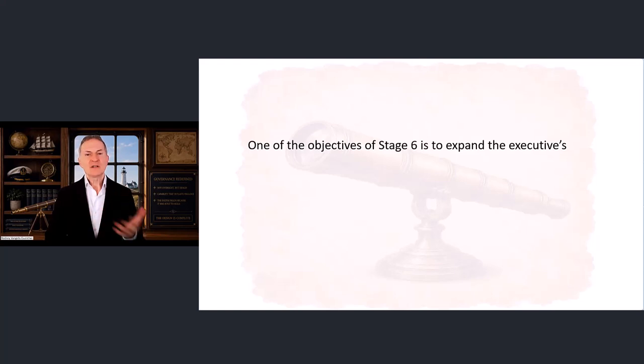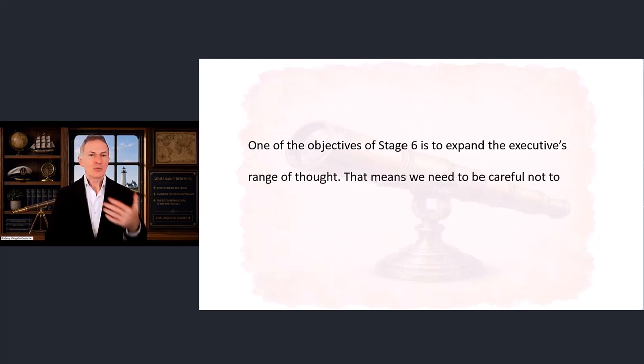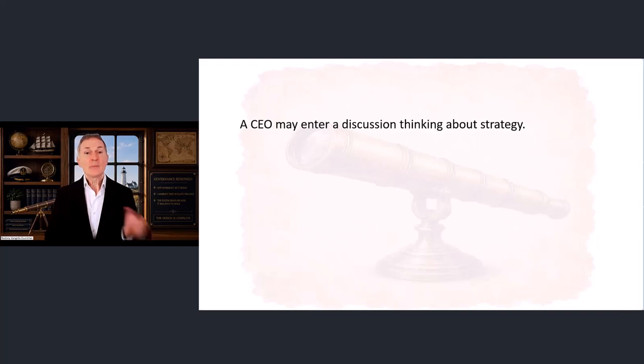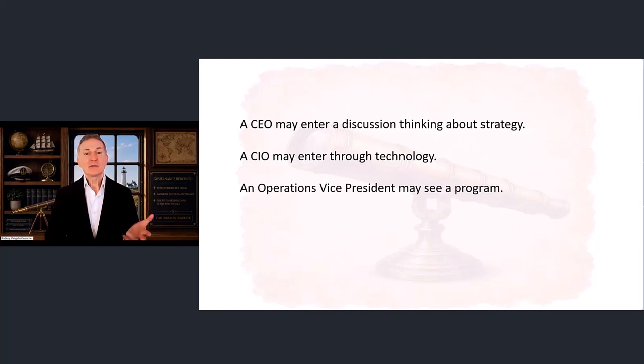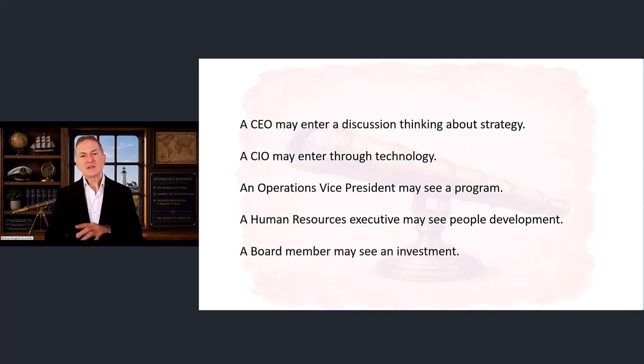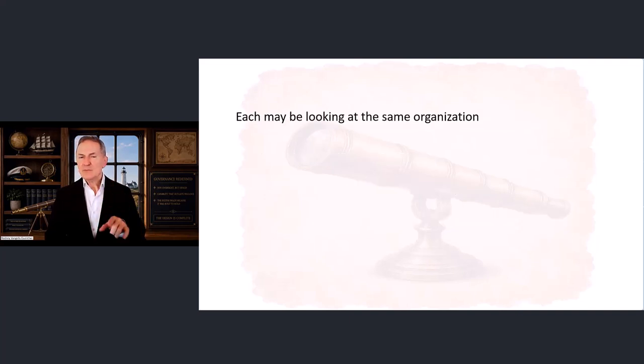One of the objectives of Stage 6 is to expand the executive's range of thought. That means we need to be careful not to unintentionally narrow that range before we begin. A CEO may enter a discussion thinking about strategy. A CIO may enter through technology. An operations vice president may see a program. A human resources executive may see people development. A board member may see an investment. Each may be looking at the same organization while initially observing something different.